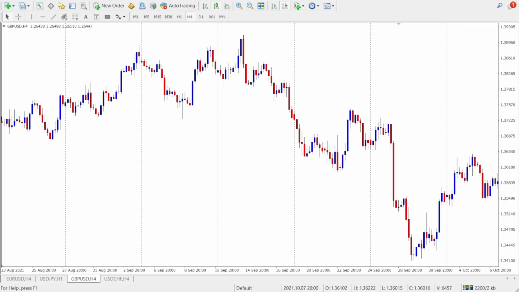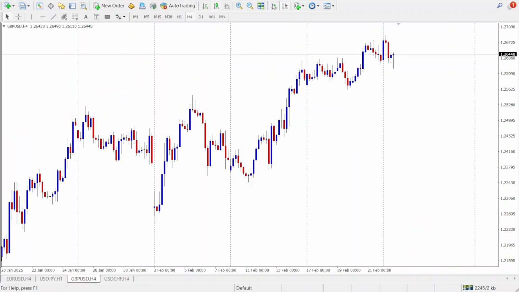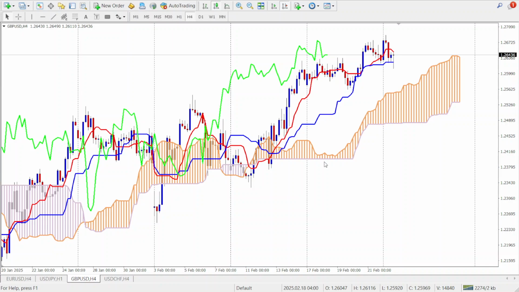Okay, so in this video, we're going to be diving deep into the Ichimoku Cloud and exploring the best Ichimoku trading strategies for beginners. So if you've ever looked at the Ichimoku Cloud and felt confused by all the lines, don't worry, because by the end of this video you'll understand how to use this powerful tool to spot trends, make better trade decisions, and take your trading to the next level. So let us jump right into it.